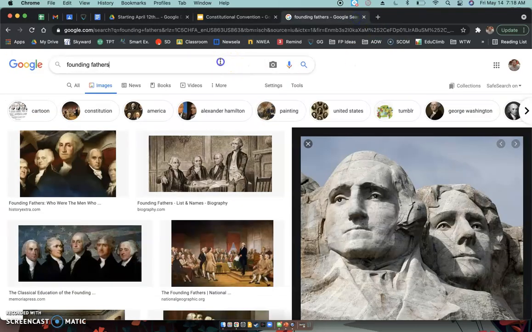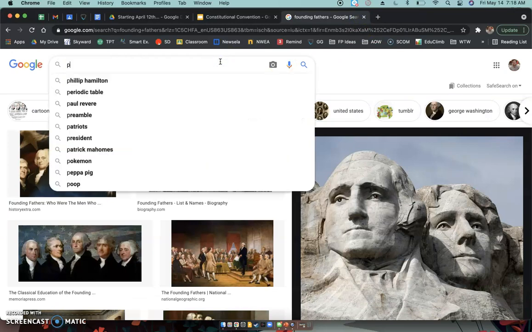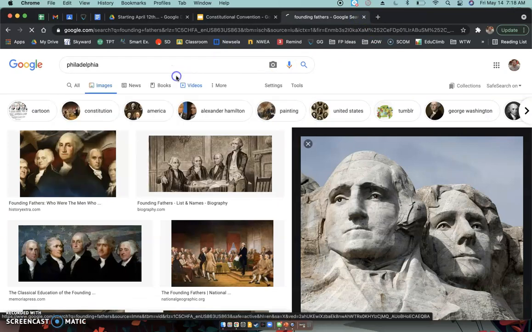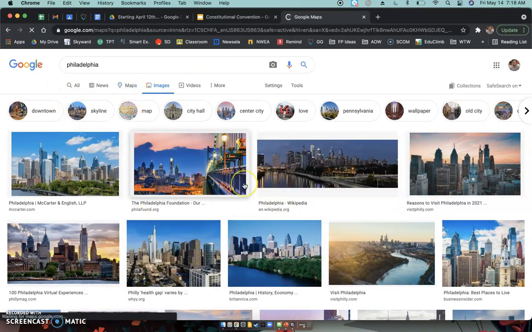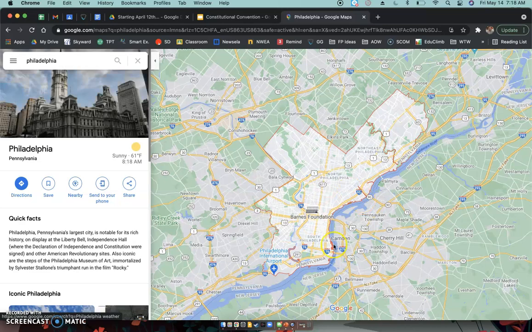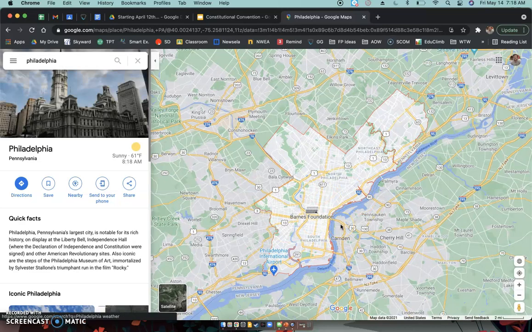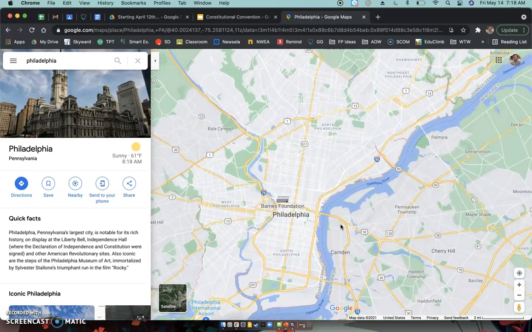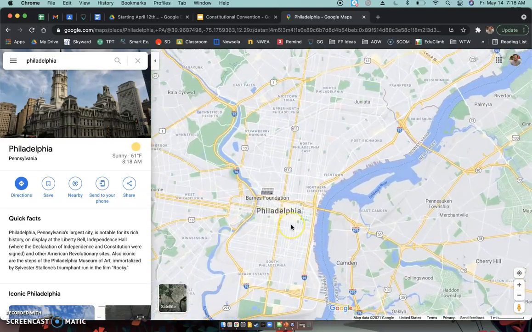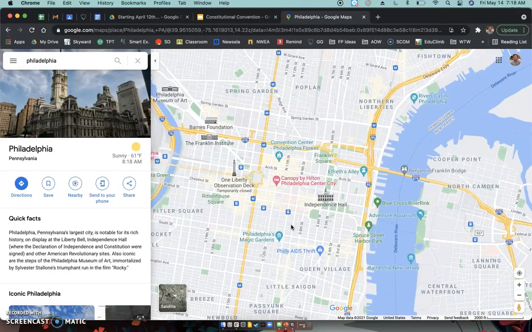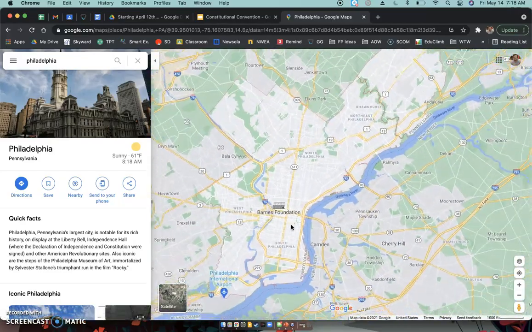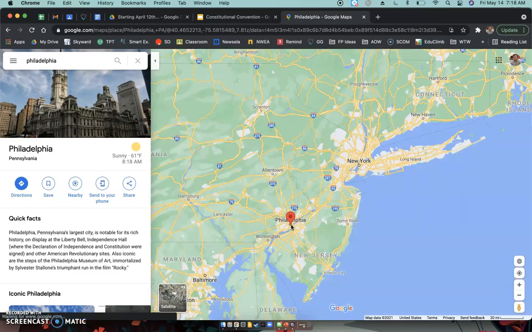Okay. So if I go back to Philadelphia, okay, so you can use an image here from Google Images. You can do maps too. Okay, Philadelphia, right here. Okay, this is where it happened. This is where the Constitutional Convention happened. I don't know exactly where. I wonder if the building is still there. I don't know. Anyway, here is Philadelphia.